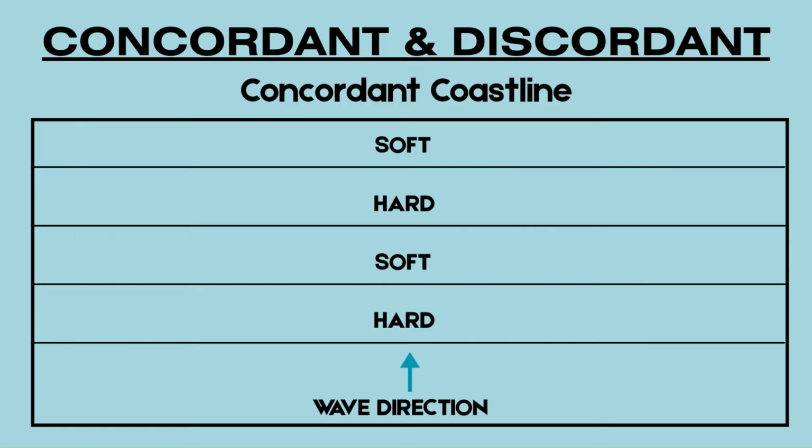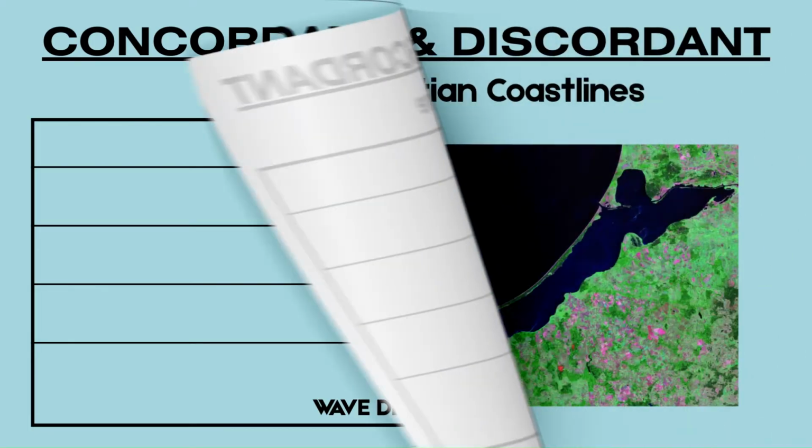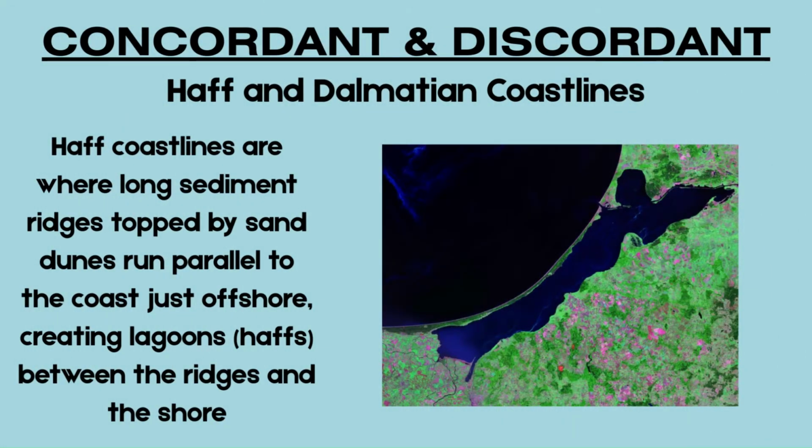Concordant coastlines are where the rock strata runs parallel to the sea. This means that only one type of rock is exposed at a time. Let's take a look at some real-world examples of this. Haff coastlines are where long sediment ridges topped by sand dunes run parallel to the coast just offshore, creating lagoons, haffs, between the ridges and the shore.